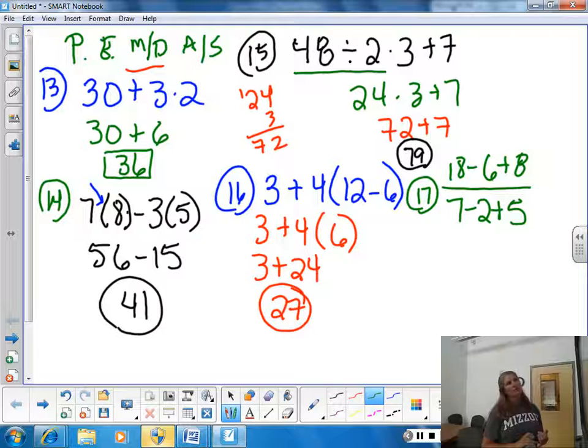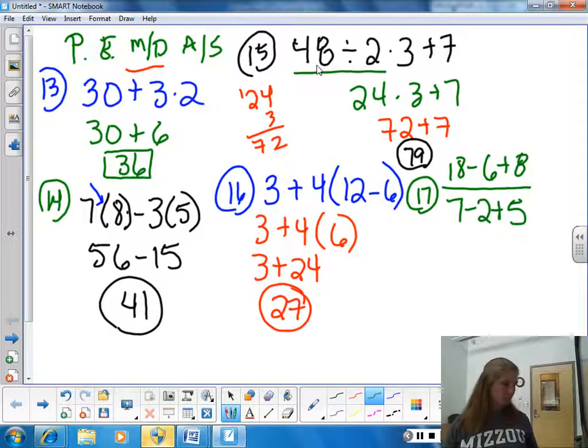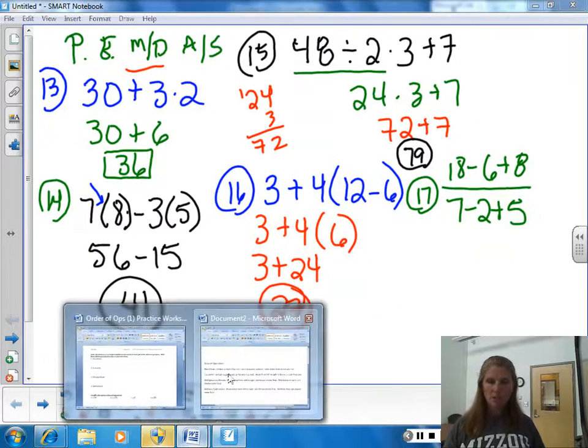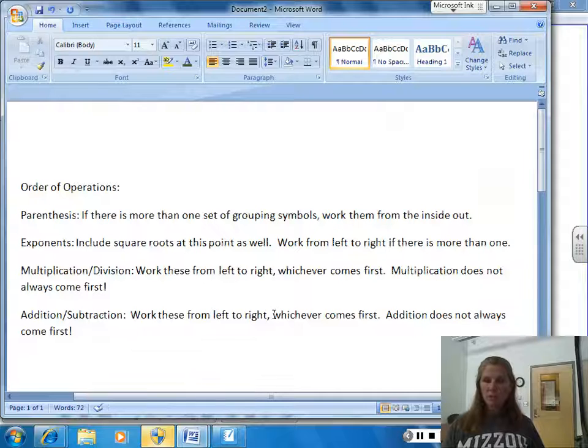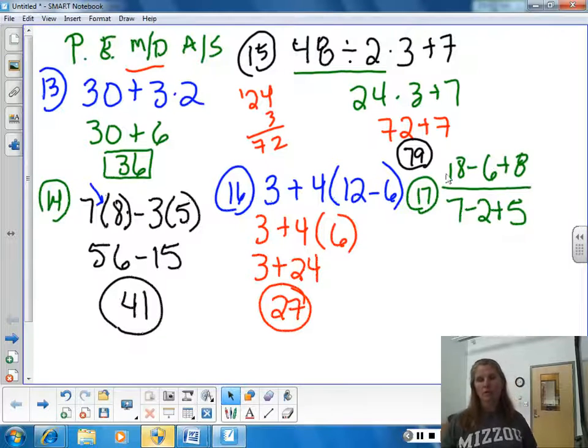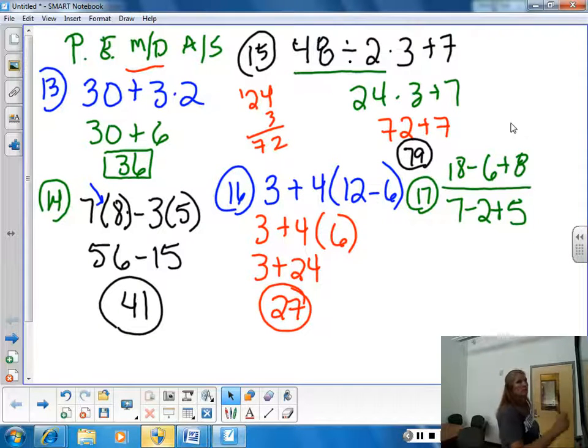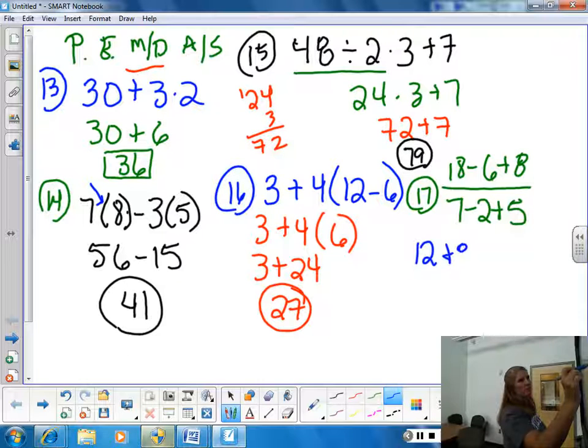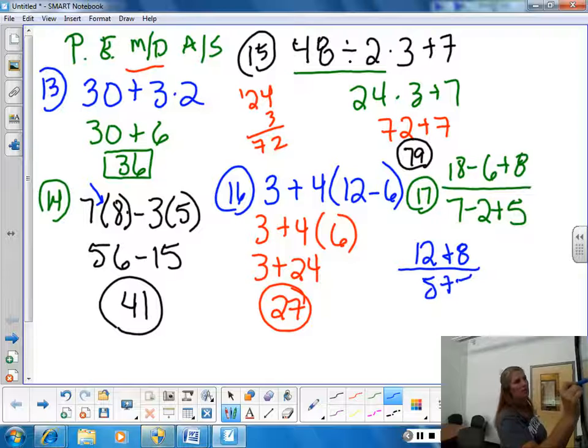On the top, I have subtraction and addition. That's what I have on the bottom, too. What I'm checking is to make sure that you don't jump over and add before you subtract. Remember the rule for this is that addition and subtraction, work these from left to right, whichever comes first. So we cannot say that it should be adding first. It's left to right. 18 minus 6 would be 12. And I still have the plus 8. 7 minus 2 is 5, and I have a plus 5.